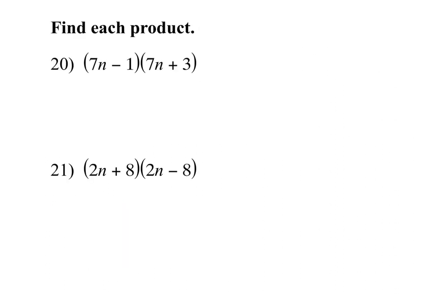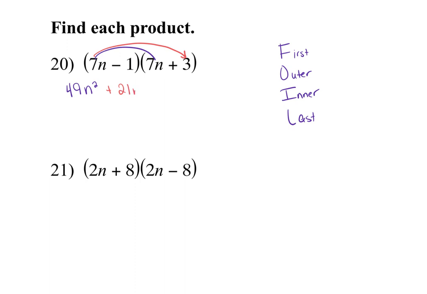This is foiling. Foil, that's first, outer, inner. All right, so first, 7n times 7n is 49n squared. And then we have 7n times 3. That's just 21n. Negative 1n times 7n, so that's negative 7n. And then we have negative 1 times positive 3, negative 3.